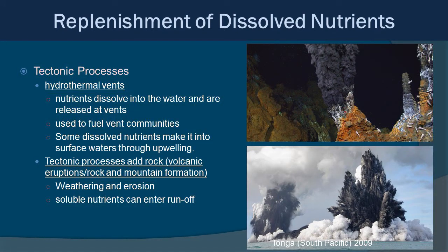Now, if we go back to geology, we've got some tectonic processes that can play a role here. Hydrothermal vents, for example: nutrients that are dissolved in that water are released at the vents, and that's used as fuel for vent communities. Some of those dissolved nutrients make it into the surface waters through upwelling. Then we have tectonic processes that add rock, volcanic eruptions, and things like that, mountain formation. Here's a picture of Tonga, off the South Pacific in the islands of Tonga, a volcano that's essentially erupting from the surface of the ocean. So weathering and erosion of these components can also add to those soluble nutrients that run into the water.